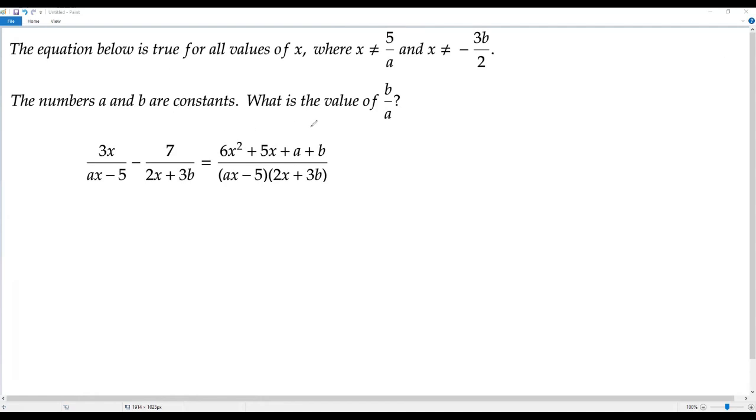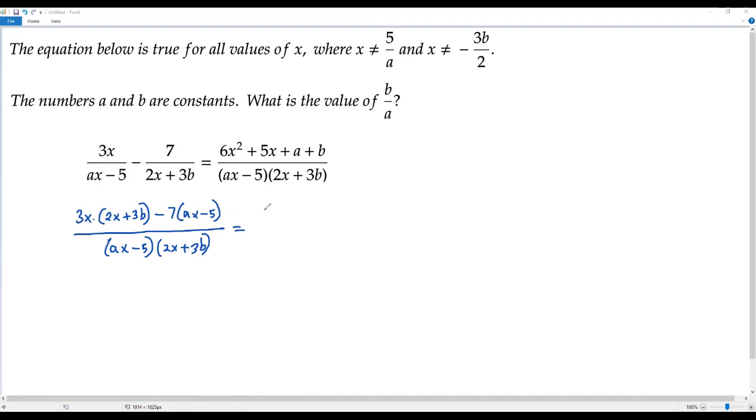Okay, now let me consider the equation we have over here. On the left side, we have subtraction of two fractions with different denominators. We can simplify the left side using the cross multiplication method. That is, we multiply the first numerator by the second denominator and the second numerator by the first denominator. Further, we multiply the two denominators. Okay, now let me do it. That is 3x times (2x + 3b) minus 7 times (ax - 5), and we multiply the two denominators, that is (ax - 5) times (2x + 3b).